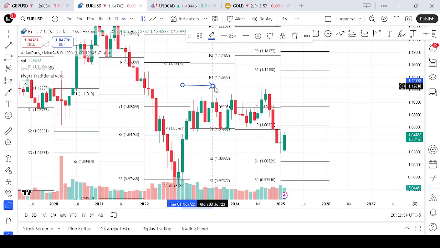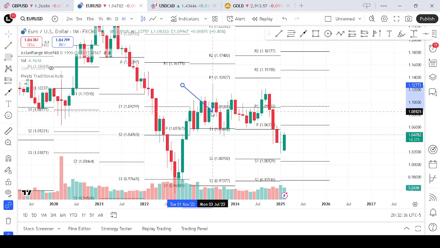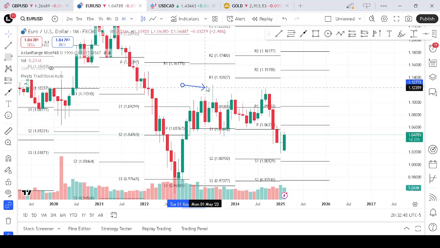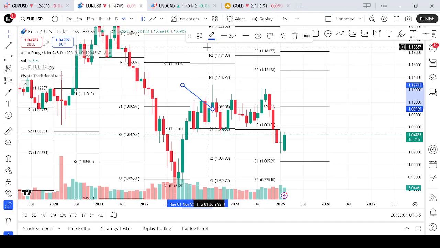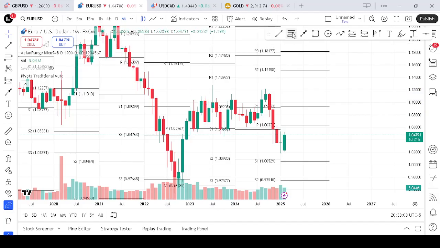I'll take it again. The support 2, or the S2, is calculated by the pivot point minus the subtraction of the highest point of the previous candle minus the lowest point of the previous candle. These levels help you understand where price might struggle to move beyond or where it could bounce back from.